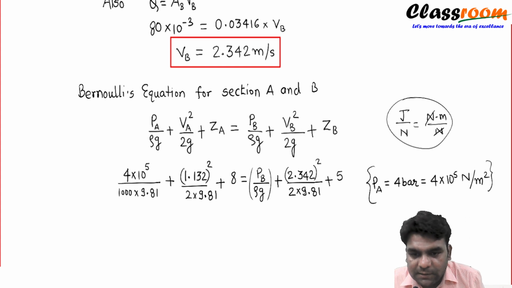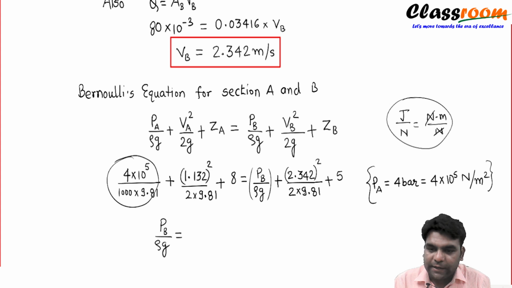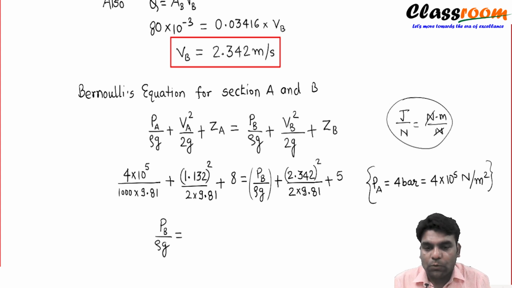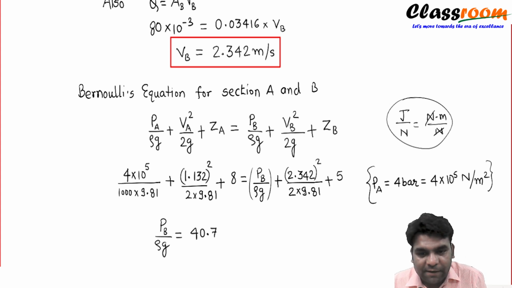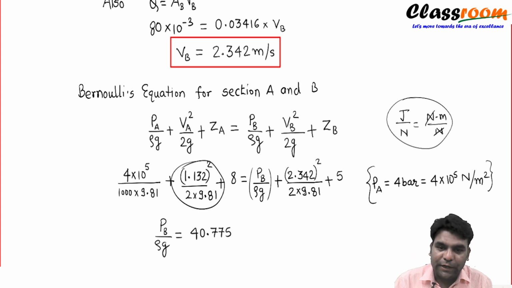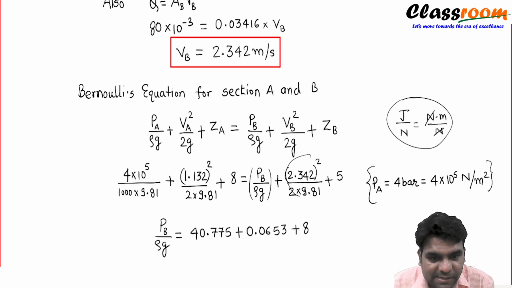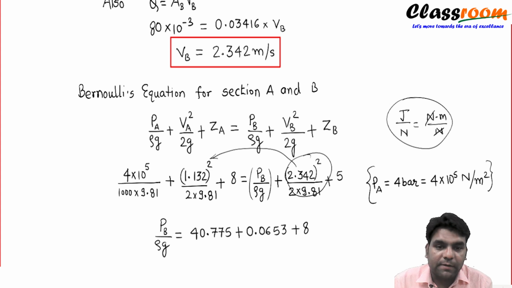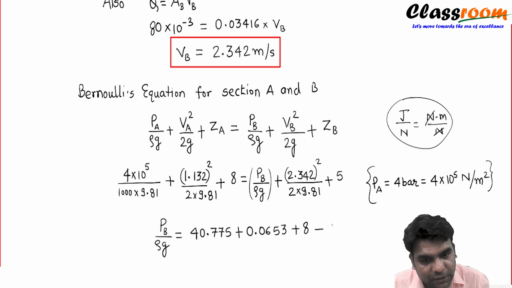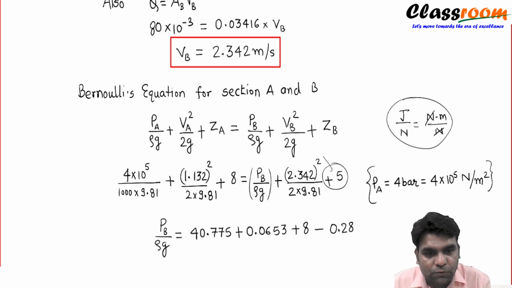Now we can solve this equation for PB by rho g. First, the value of 4 into 10 raised to 5 divided by 9.81 into 1000 is 40.775. The value of 1.132 square divided by 2 into 9.81 is 0.0653, plus 8 is already present here, and the quantity that goes from right to left becomes negative. So with negative sign, I can write 0.28, which is the calculated value of this section. And when 5 goes from left to right, it becomes negative, minus 5.